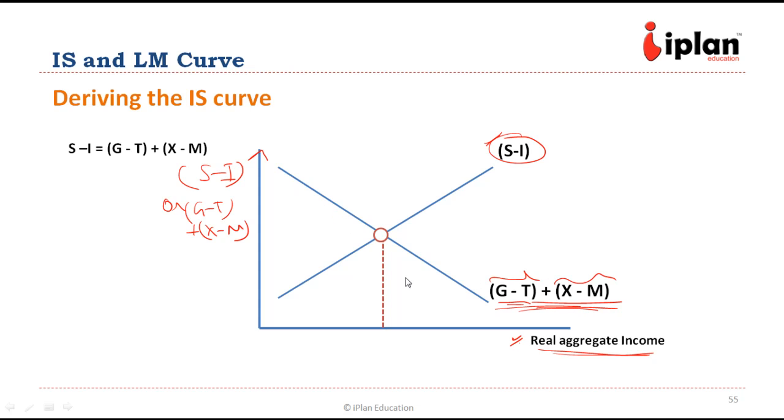For a particular income, for example, y equal to y dash, S minus I is going to be equal to G minus T plus X minus M. That is our relationship. So for that particular income, these two are equal. This is our GDP for that particular point at which these two numbers are equal. Now let us see what happens when the interest rate changes and how it impacts the IS curve.